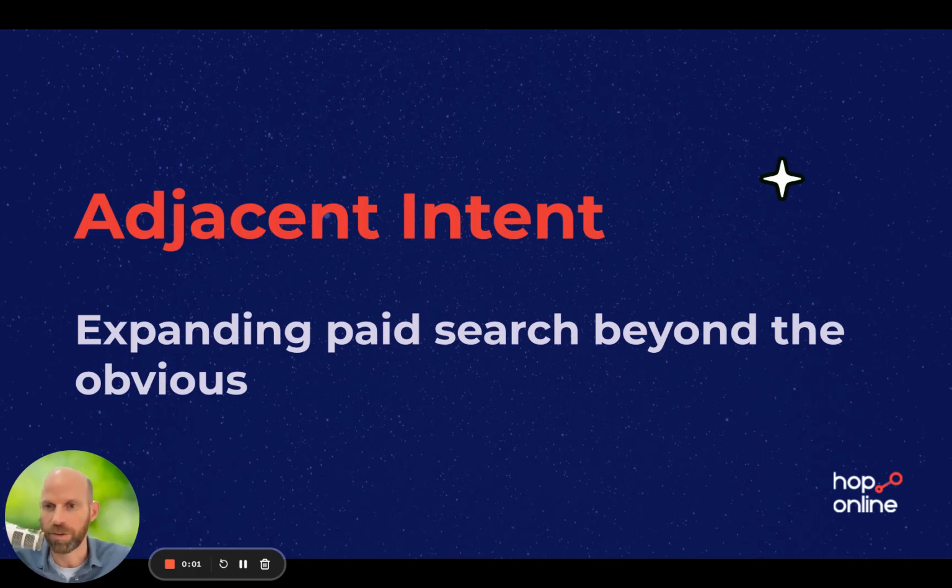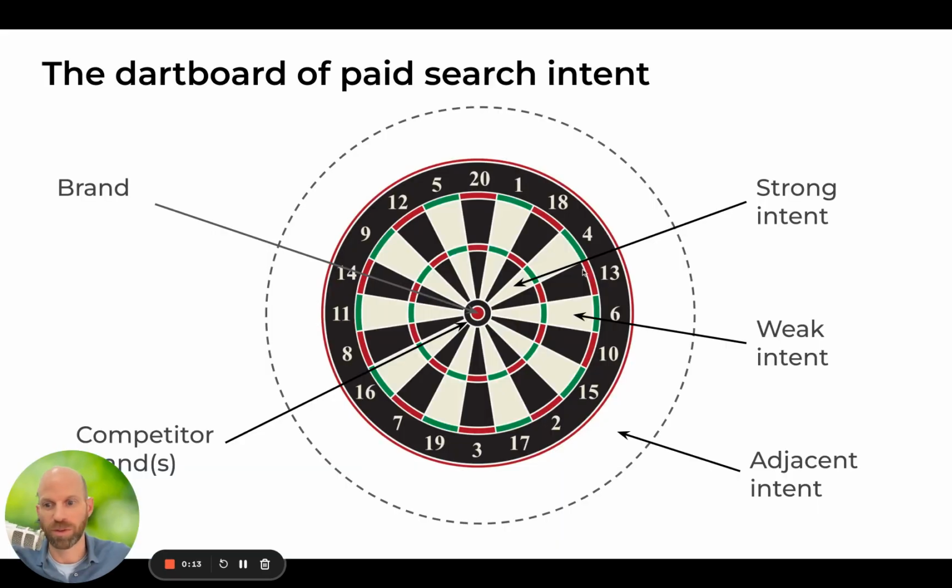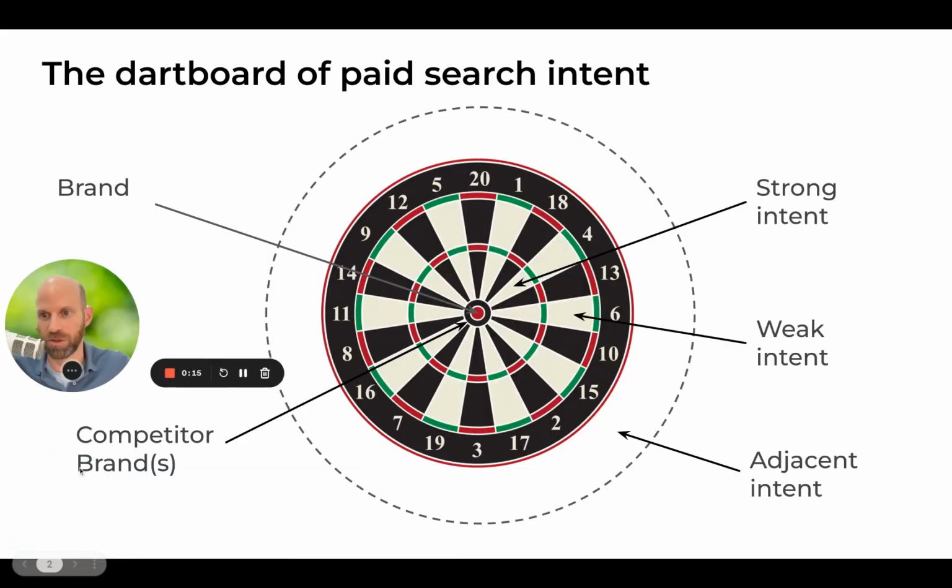Here we're going to talk about finding and exploiting adjacent intent in paid search campaigns. And this is a strategy for expanding paid search beyond the obvious keywords. So when we think about keywords in a paid search campaign, particularly for SaaS companies, this is how we frame it for our clients. Kind of like a dartboard.